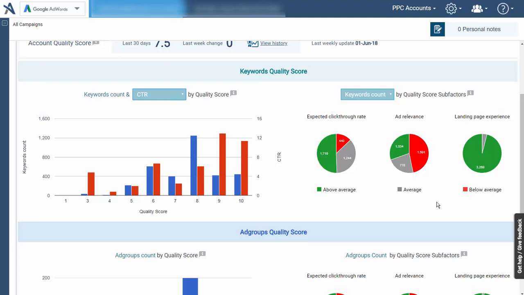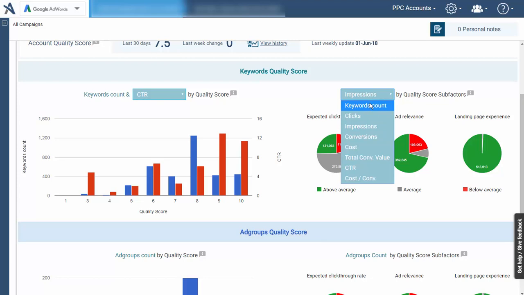Now next, we want to look at sub-factors. So we can graph the sub-factors by keyword counts or by, say, impressions. So this will start to also show us a difference. If we look at our impressions, we see most of our impressions are good landing page experience. Most are good ad relevance, but most are an average click-through rate.